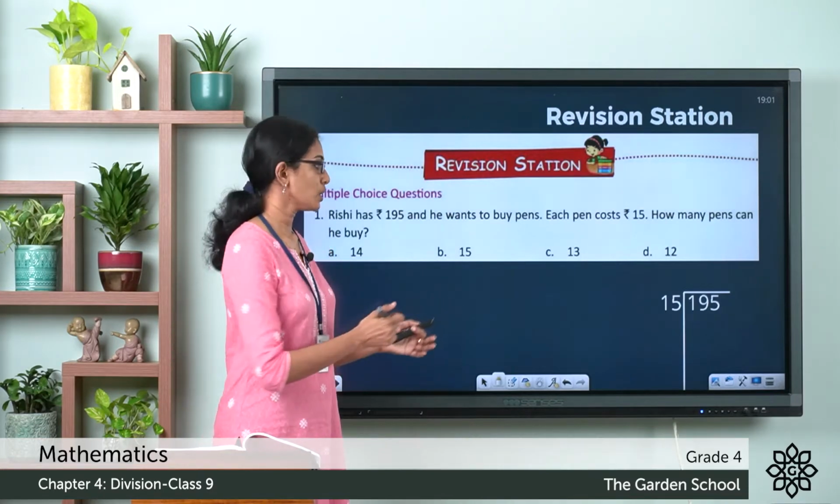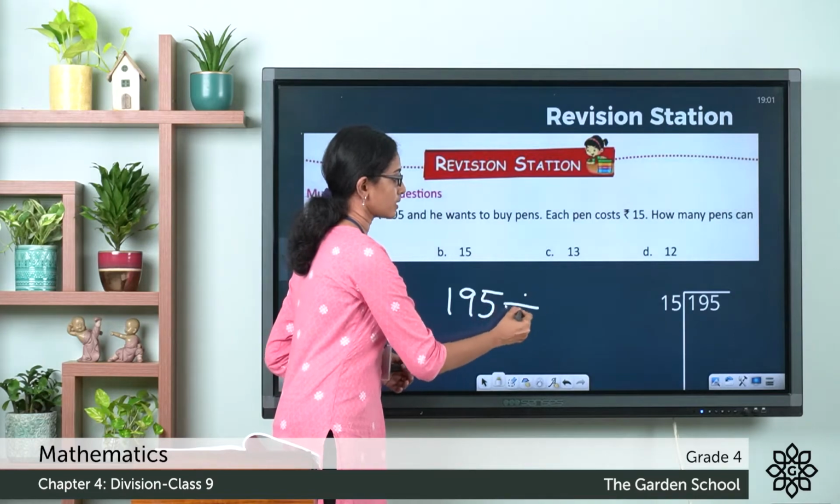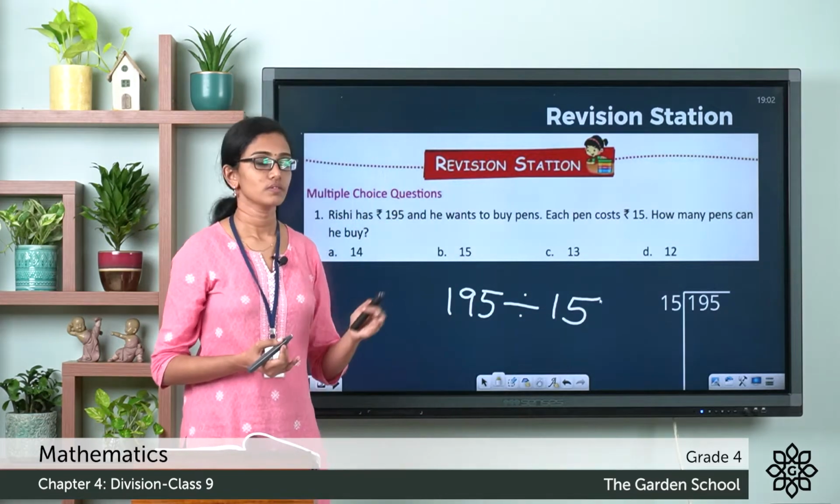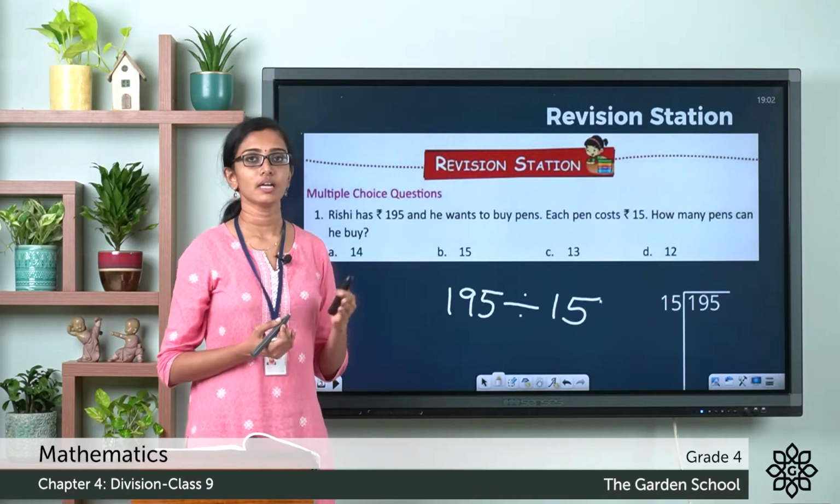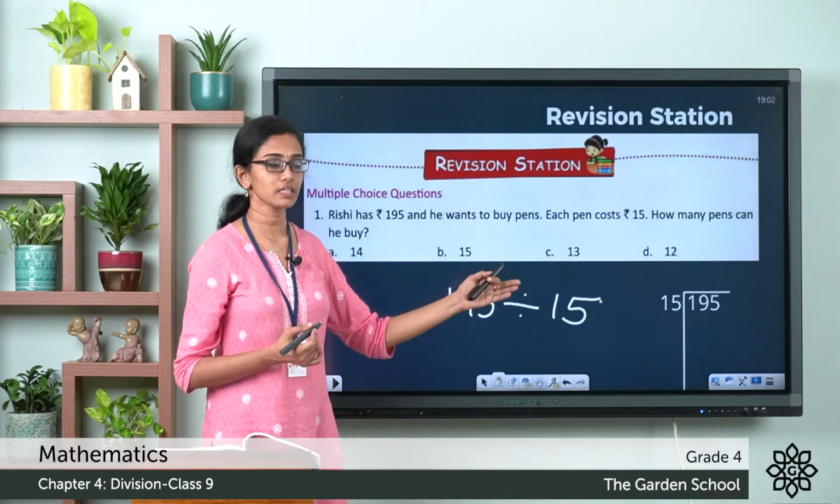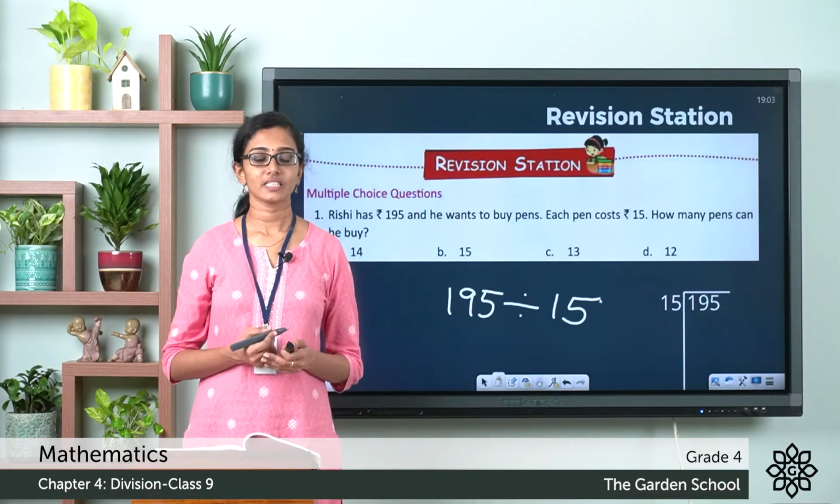So that will be 195, the total amount of money, divided by the cost of each pen, that is 50. The result of this division is the number of pens he can buy with the amount. You can work out the division using the long division method and do the calculation in your working column. Let's see the next question.